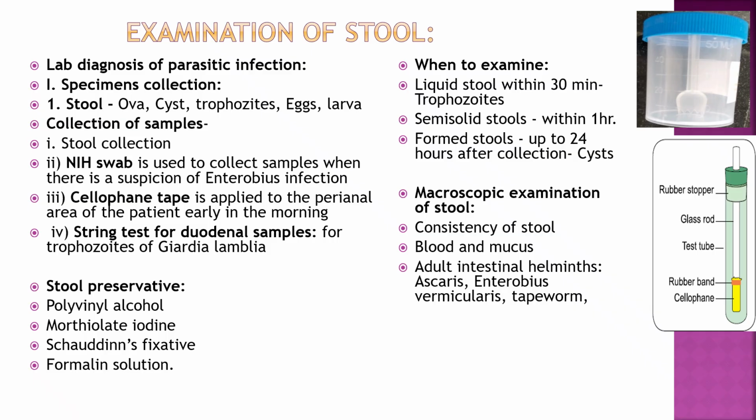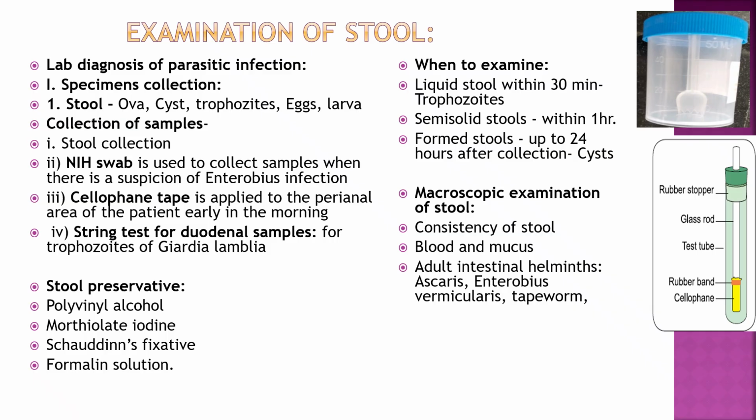Then after that, stool preservation can be done in polyvinyl alcohol, merthiolate iodine formalin, Schaudinn's fixative or formalin solution. This is a stool container, a plastic sterile container with a spoon attached to the lid of the container.